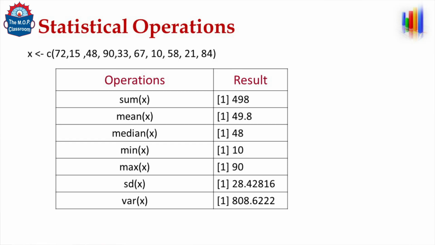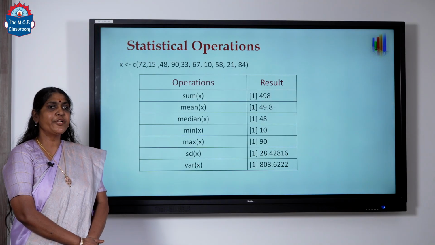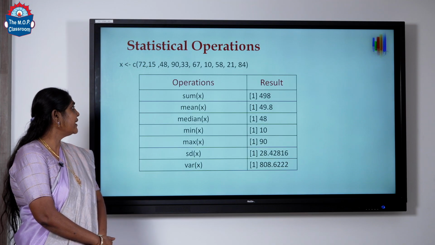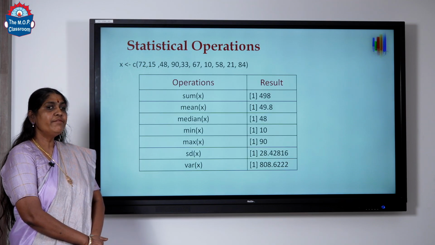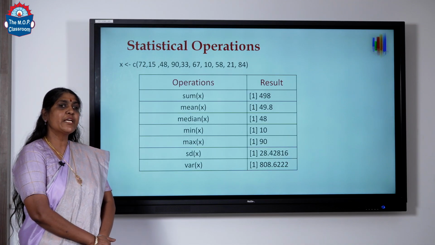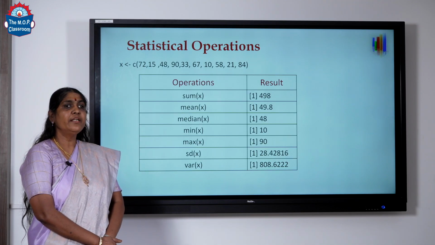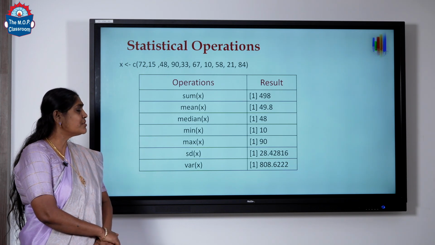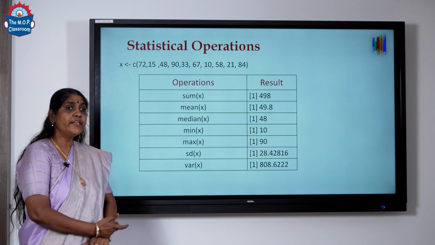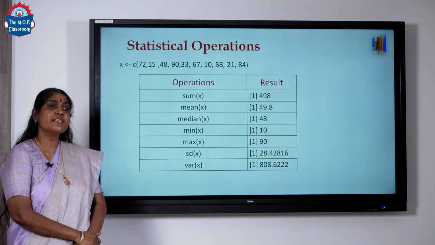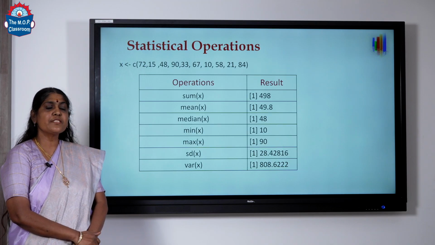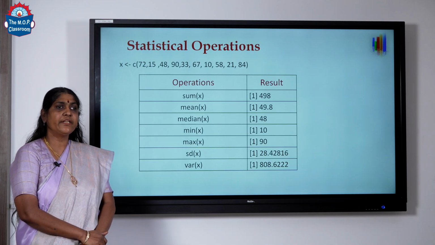The basic statistical operations can be performed on the vector data. Here we have a vector which contains a set of information. We can perform the summation of the elements inside the vector. We can find out the mean of the data inside, the median, also the minimum value, the maximum value, and the standard deviation between these values, as well as the variance, to list a few, and many more statistical operations can be performed on the vector data.